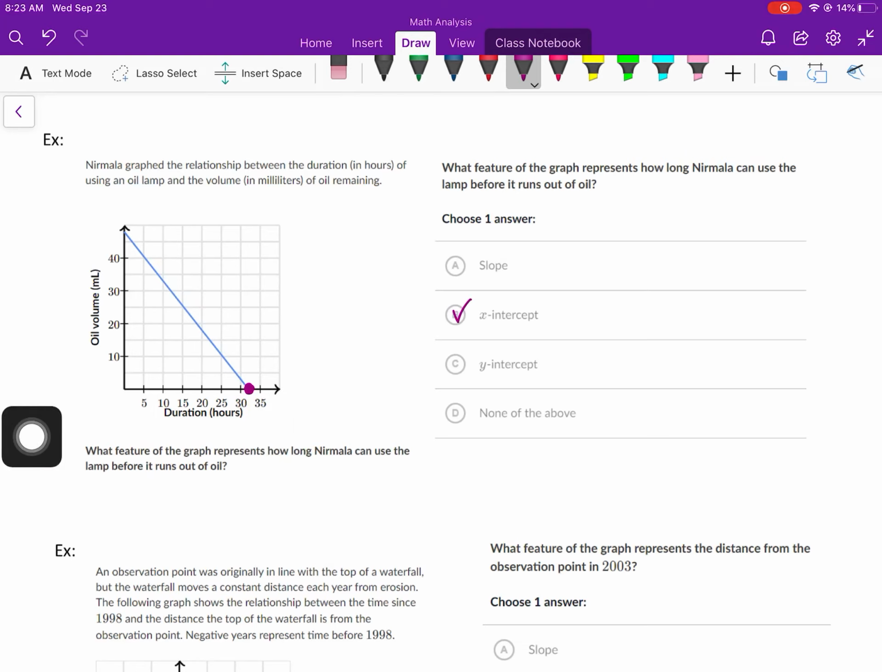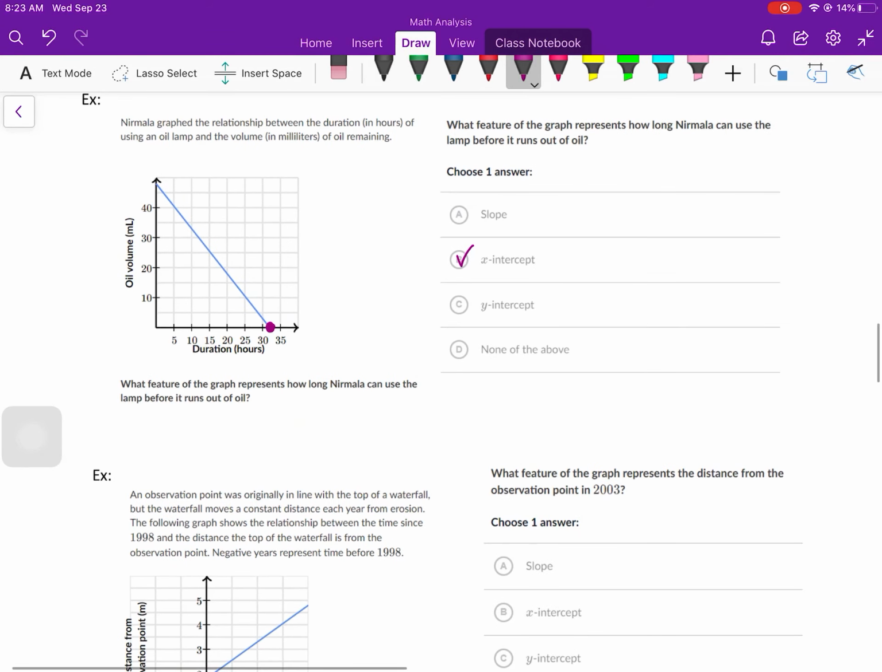What is that? That is the x-intercept. Remember how I said usually the x-intercept is the ending value? And this just shows that again. You know, when the oil runs out, that's the end. So there you go. That would be the x-intercept.